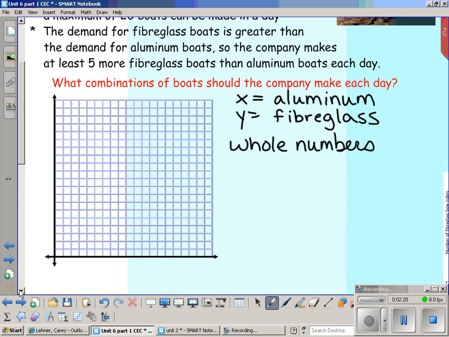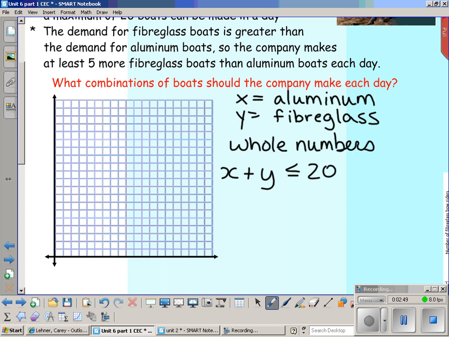So now we have to look at the information that they told us. They said that a maximum of 20 boats is going to be made each day. So no matter how many aluminum you make, add it to the number of fiberglass, and you cannot be more than 20. You could be 20, so the equal sign does get thrown in there, but you cannot be more. So the total amount of boats made are either less than 20 or it is equal to 20.